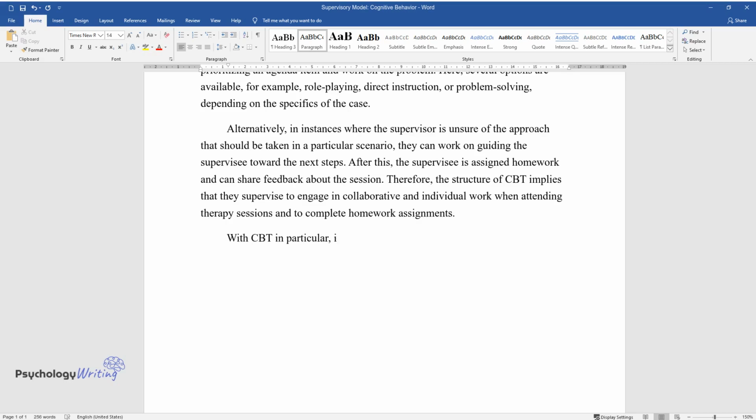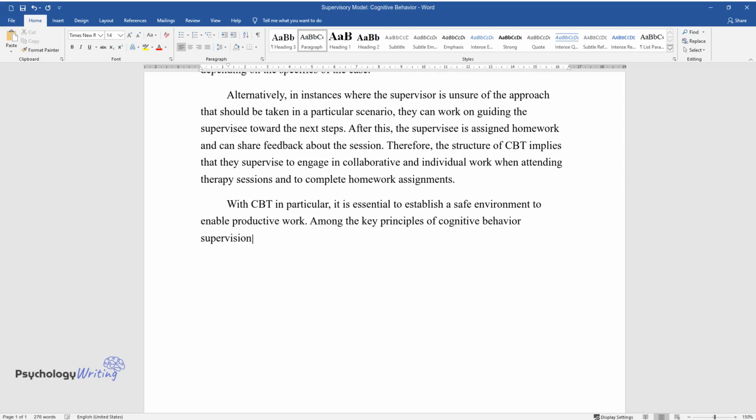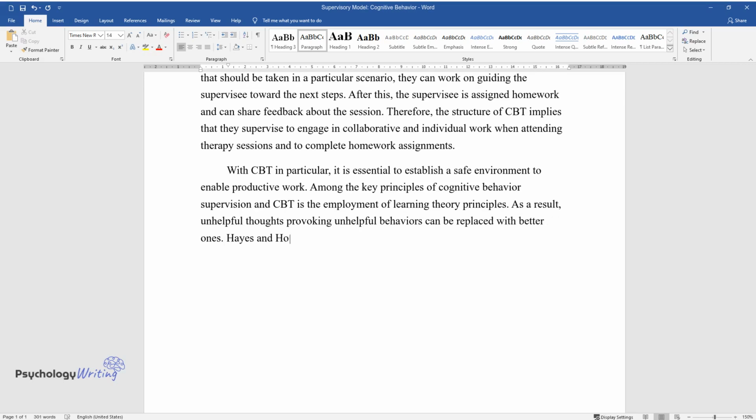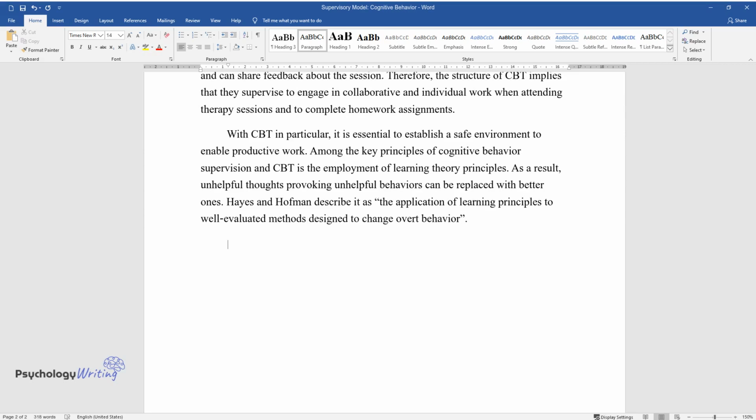With CBT in particular, it is essential to establish a safe environment to enable productive work. Among the key principles of cognitive behavior supervision and CBT is the employment of learning theory principles. As a result, unhelpful thoughts provoking unhelpful behaviors can be replaced with better ones. Hayes and Hofmann describe it as the application of learning principles to well-evaluated methods designed to change overt behavior.